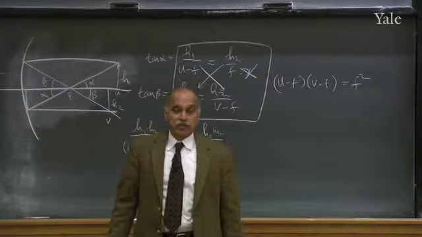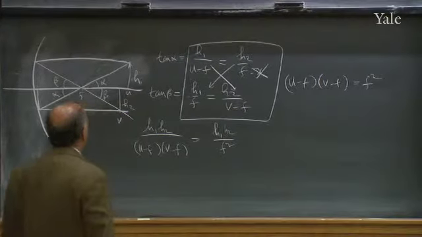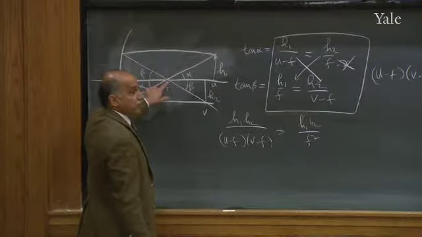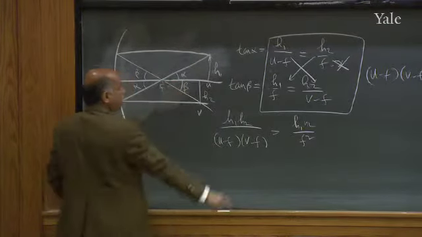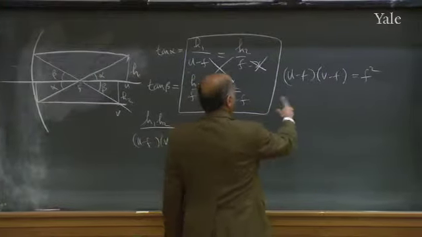You may not have seen it this way, but it's a very symmetric way to write the equation. If you measure all distances, not from this point here, but from the focal point, then it says u minus f times v minus f will be f squared. But let's make contact with what we all know. So let's open out the brackets.